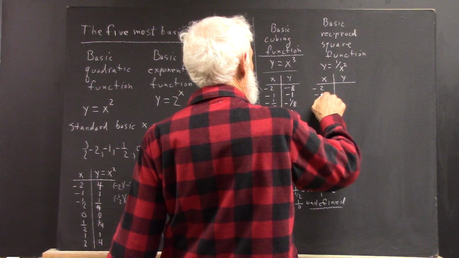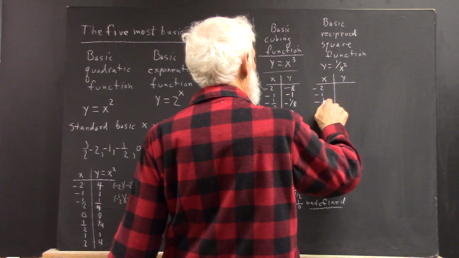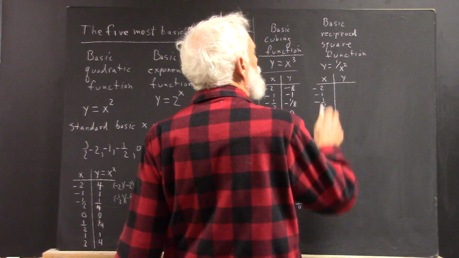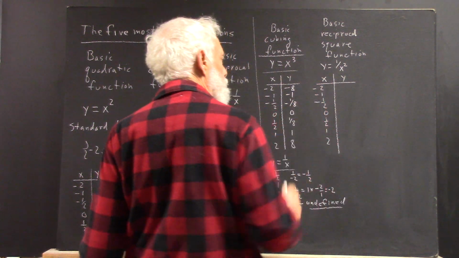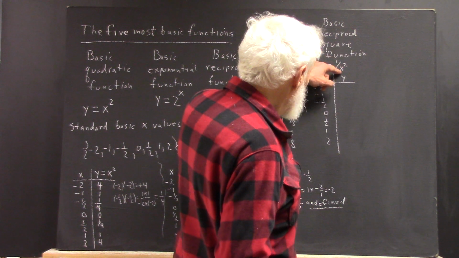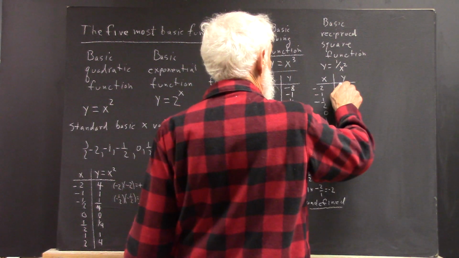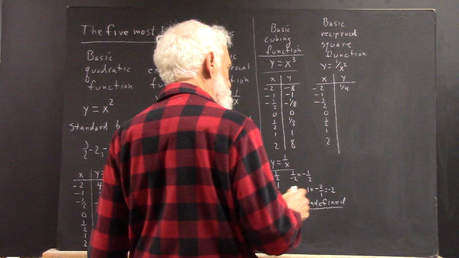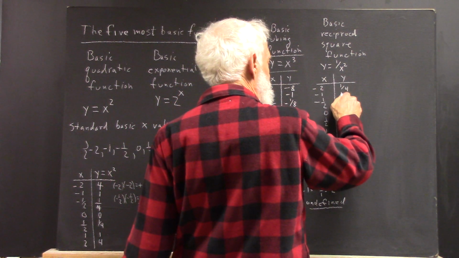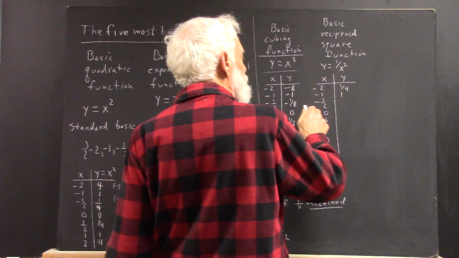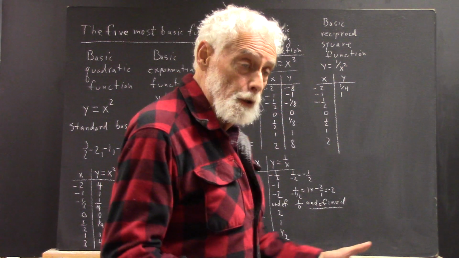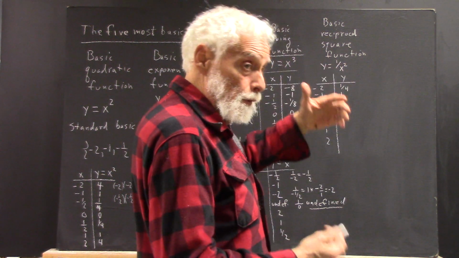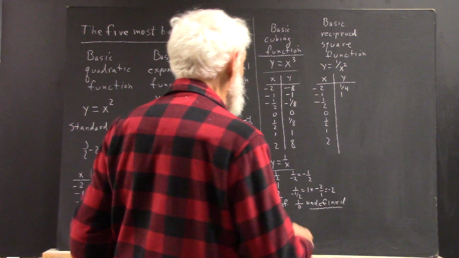So again, we have -2, -1, -1/2, 0, 1/2, 1, 2. If you square -2, you get 4. It's 1 over that square. So when x is -2, the value of this function is 1/4. When x is -1, the value is 1. When x is -1/2, the square of -1/2 is 1/4. The reciprocal of 1/4, 1 over 1/4, is 1 times 4 over 1, which is 4.